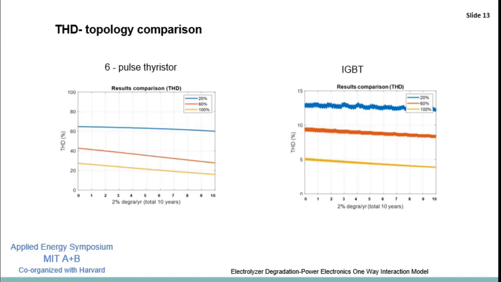For the AC side, we studied the total harmonic distortion for different topologies as well. As we can see, the total harmonic distortion for the current 6-pulse thyristor has a going-down trend. This also happens for the IGBT technology.